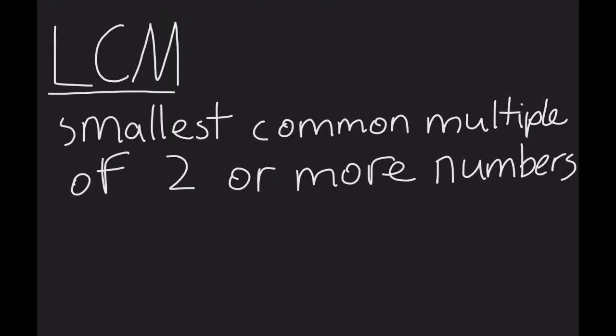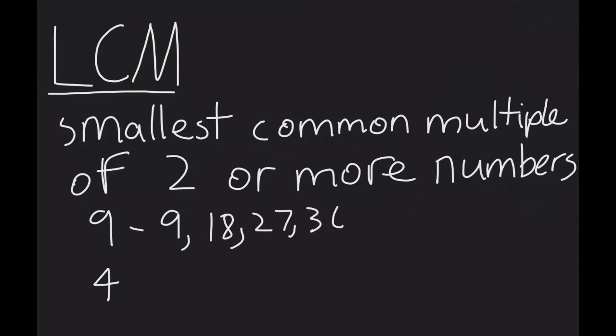The definition of LCM is the smallest common multiple of two or more numbers. So let's write out the common multiples of 9 and 4. Okay, so for 9 we have 9, 18, 27, 36, 45. Let's just write out the first 5 for 9.